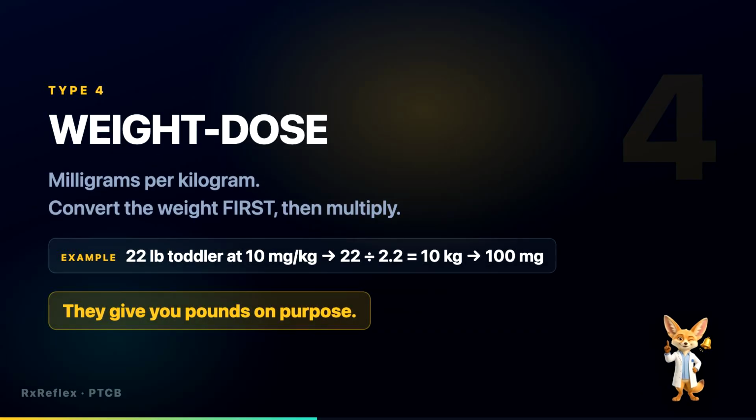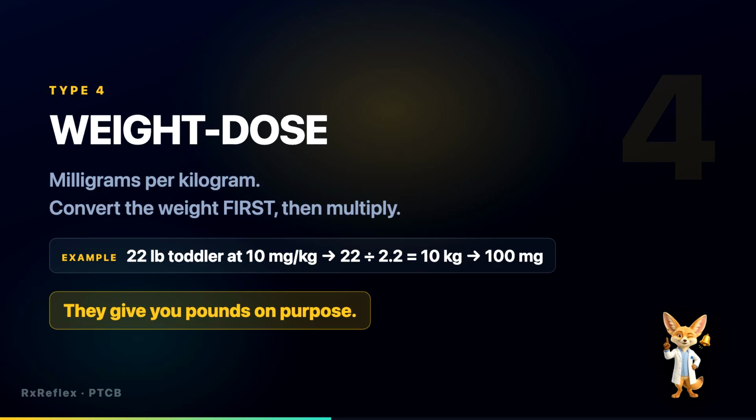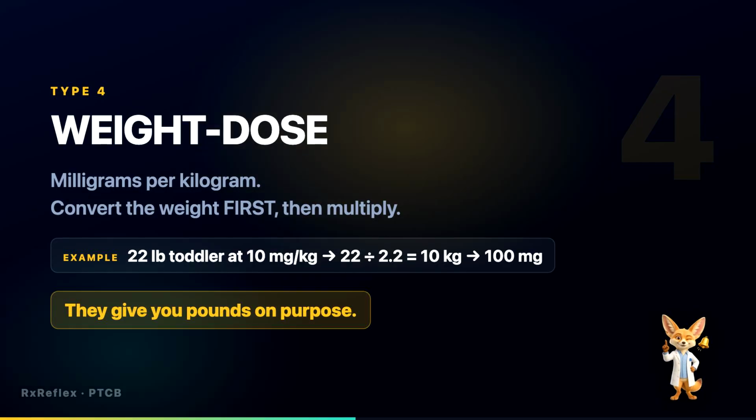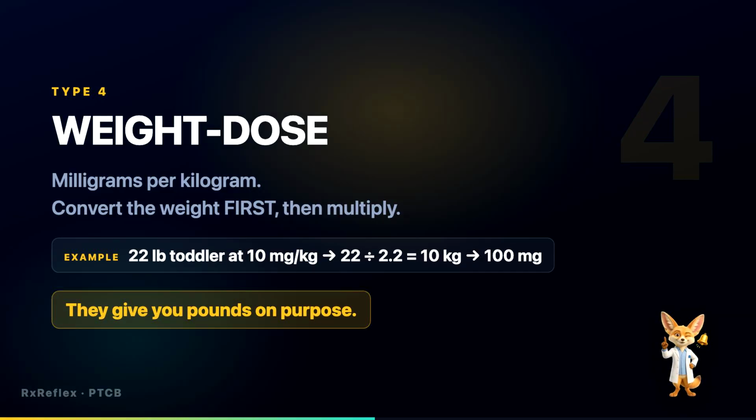Type 4. Weight dose. Milligrams per kilogram. The method is simple. Convert the weight first, then multiply. A 22-pound toddler at 10 milligrams per kilogram? 22 divided by 2.2 is 10 kilograms. So the dose is 100 milligrams. But here is the thing you need to hear. They give you pounds on purpose. The exam knows that if you are rushing, you will multiply straight off the pounds, and it builds that wrong answer into the options waiting for you.